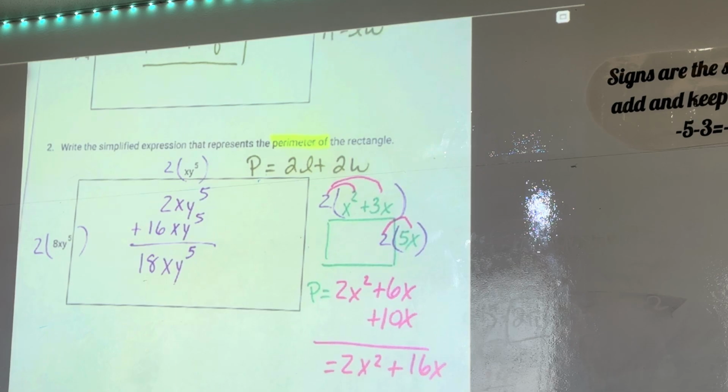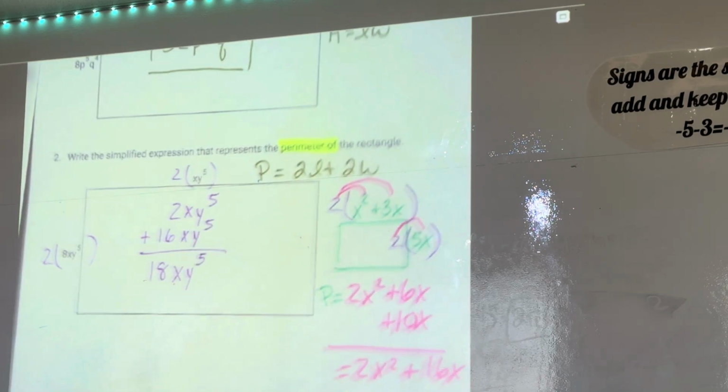Okay, so two things you could see. You can see a problem where you have to distribute, and you can see a problem where they're not like terms and you're not going to be able to add them. Questions? Do y'all need to see the area of that one? Are we good? Okay, let me flip.